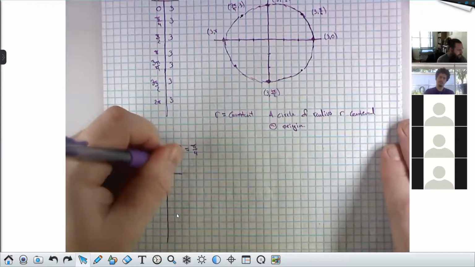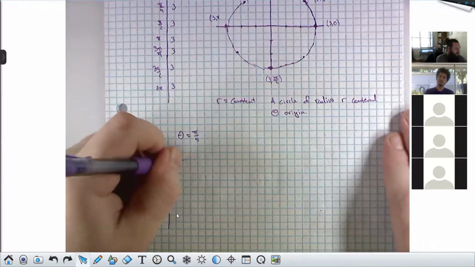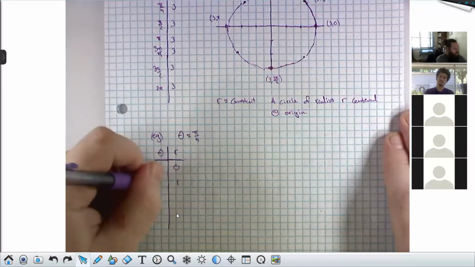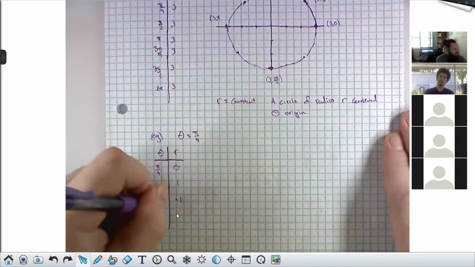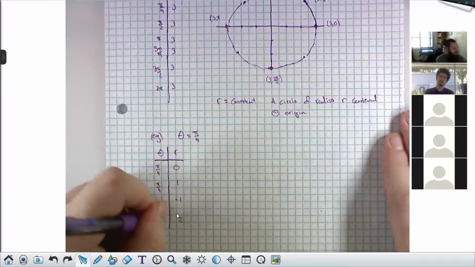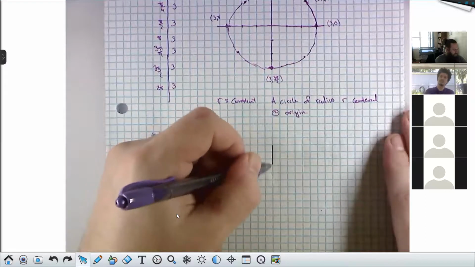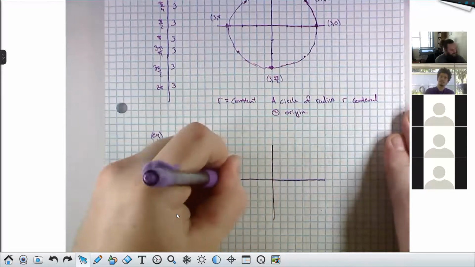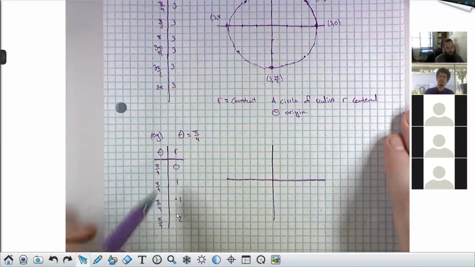Again, I'll make a table with theta and r. No matter what I choose for r, if r is 0, theta is pi over 4. If r is 1, theta is pi over 4. If r is -1, theta is pi over 4. If r is 2, theta is pi over 4. You get the feeling. And if I wanted to graph this guy, no matter what radius I'm looking at, my angle is always pi over 4.